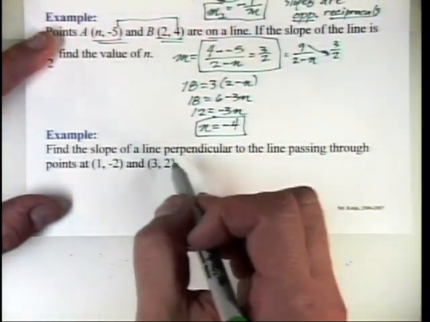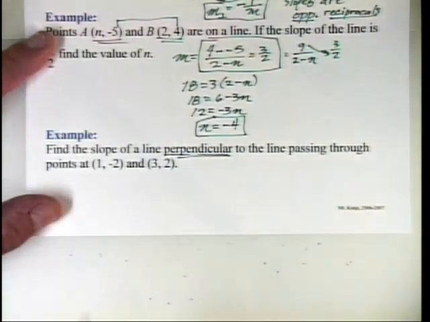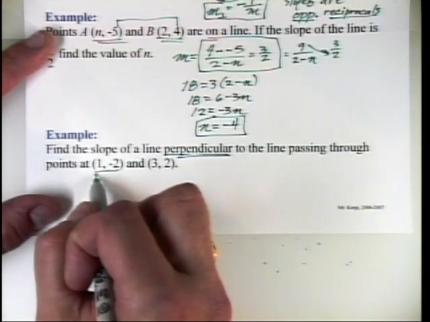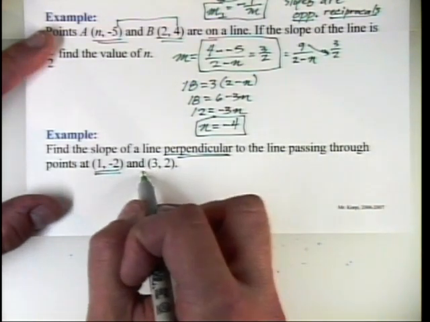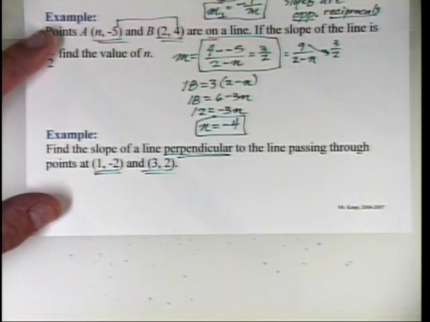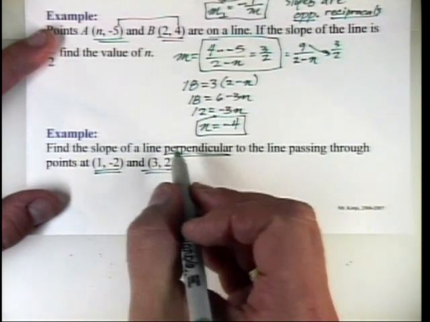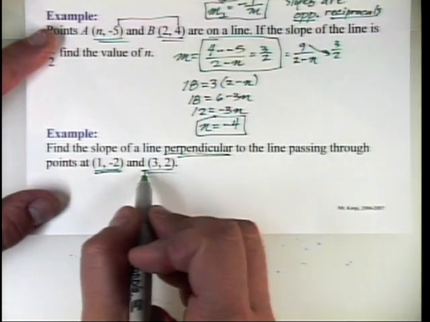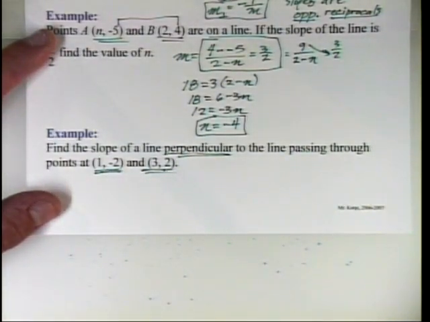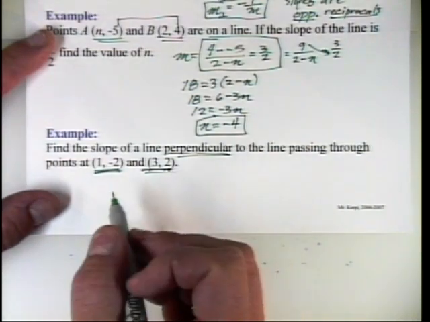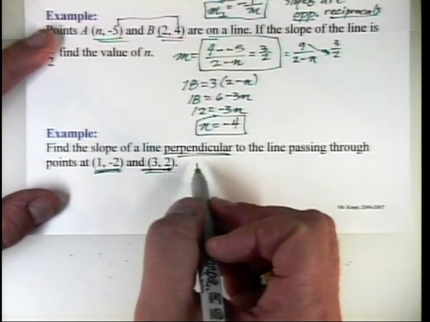Find the slope of a line that is perpendicular. Remember, negative opposite reciprocals to the line that passes through the line that contains these 2 points. All right, so what do I need to do? This is kind of a strategy problem. We need to think in advance. I need to find a slope that's perpendicular to the line that passes through these 2 points. Well, I could find the slope of that line by using my slope formula. Once I have that slope, then I'll be able to obtain the perpendicular slope from it.